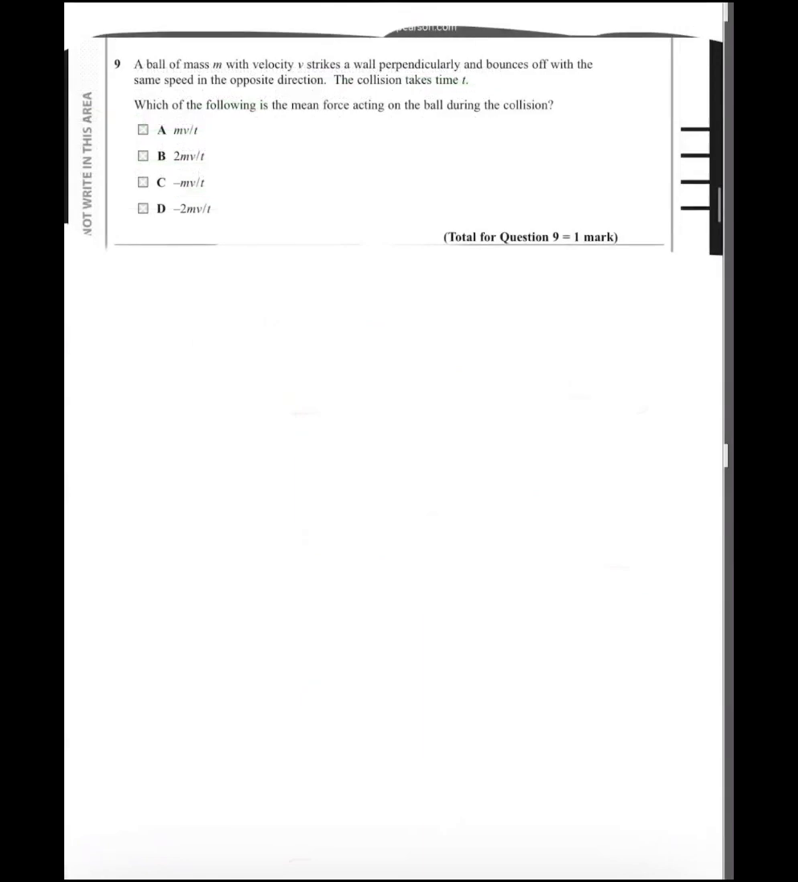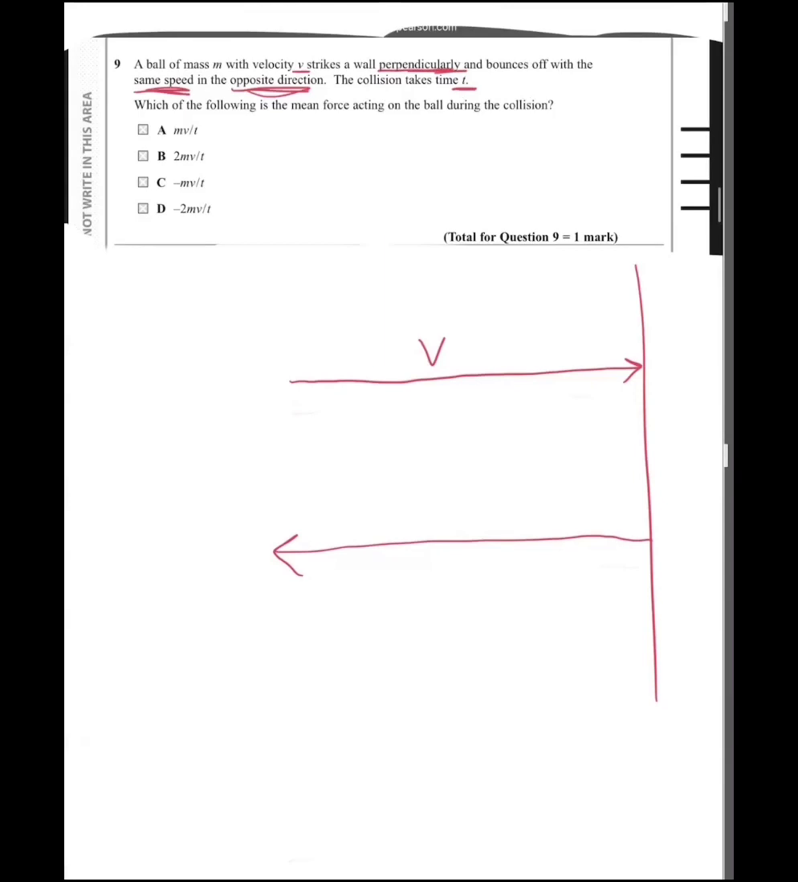A ball of mass m with velocity v strikes a wall perpendicularly and bounces off with the same speed in the opposite direction. The collision takes time t. So the scenario is like this. This is the wall. It goes into the wall with velocity v and bounces off in the opposite direction with the same speed. As it is in the opposite direction and velocity is a vector quantity, the velocity here would be minus v.